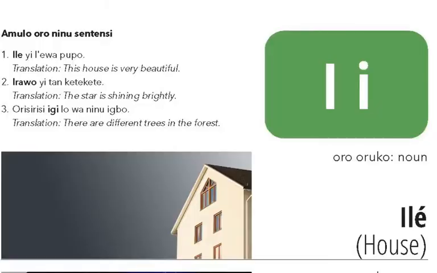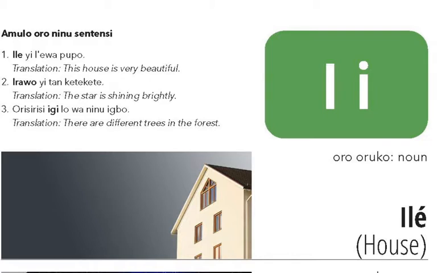So the next alphabet we will be seeing today, because I told you I'm just going to take 5 so that we won't be too overwhelmed, is E. Now this is I in English. It's pronounced E in Yoruba. Ile. Ili e ile.